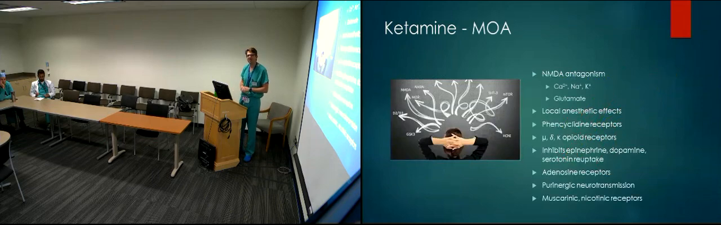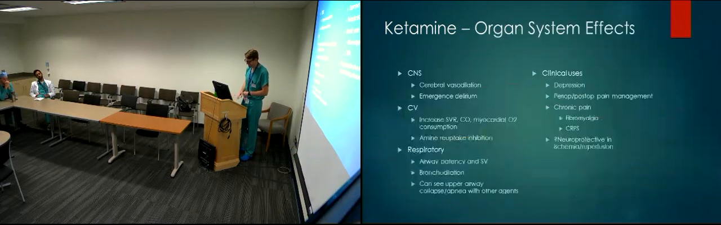One of the reasons why it works so well is because it's really dirty, and it hits all these different receptors. So you get NMDA antagonism. This is the primary one. So calcium, sodium, and potassium channels, glutamate receptors. You get local anesthetic effects. Phencyclidine receptors. So people who test positive for PCP, sometimes it's actually because they've been using ketamine. Hits mu, delta, and kappa opioid receptors and inhibits epinephrine, dopamine, and serotonin reuptake, so those stay in the synapses longer. It's great. It's just the best.